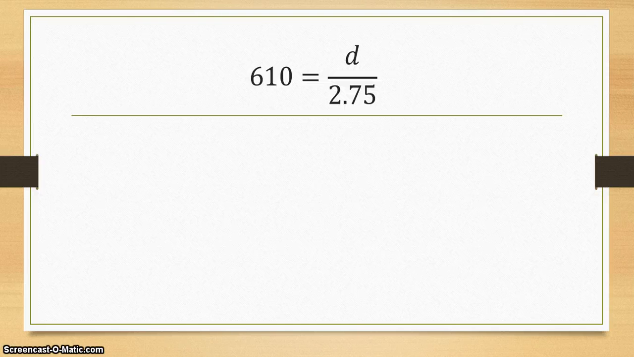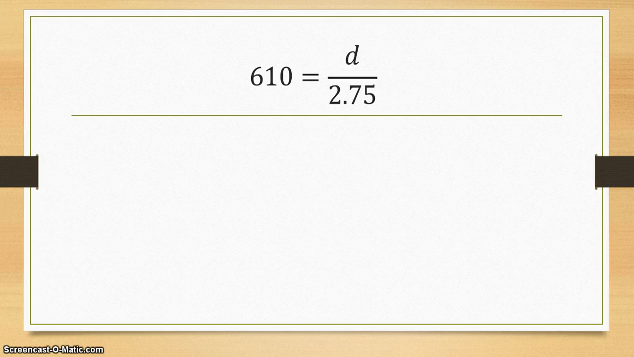And for this last one, we have 610 = D over 2.75. The story problem is: an airplane refuels in St. Louis and continues on to Boston. It travels at an average speed of 610 kilometers per hour. If the trip takes 2.75 hours, what is the flight distance between St. Louis and Boston? Use the following formula: V = D over T, where V equals speed, D equals distance, and T equals time.